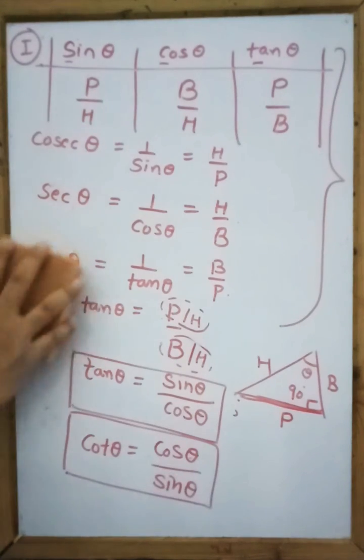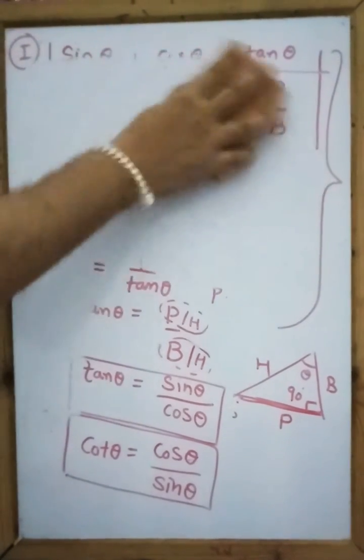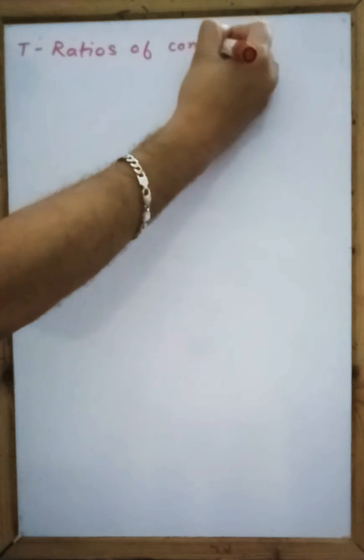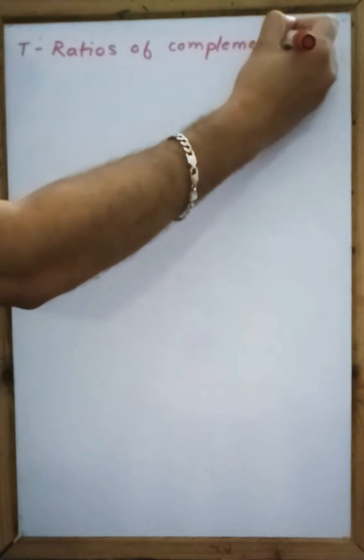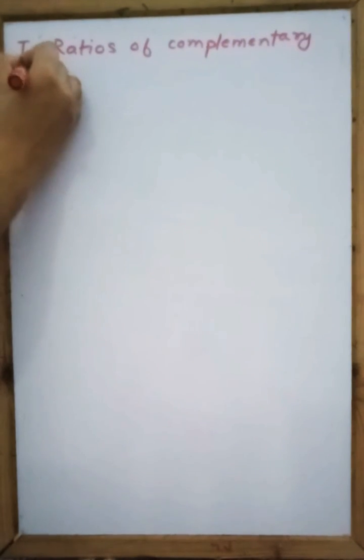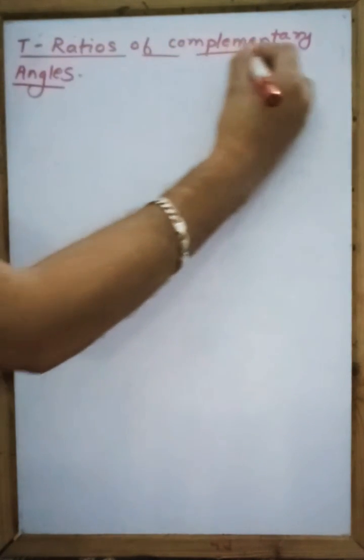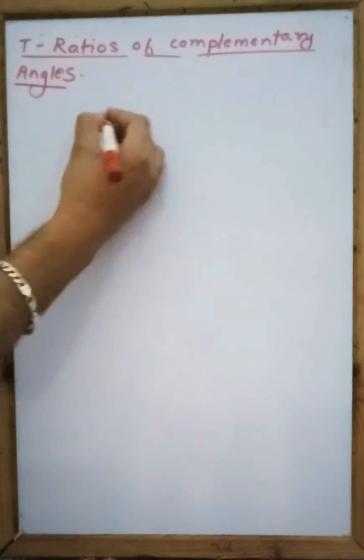Let us now go to the second list of formulas, and that is the formulas which are related to, you can say, complementary angles. So trigonometric ratios of complementary angles. T ratios of complementary angles. That is the next one.